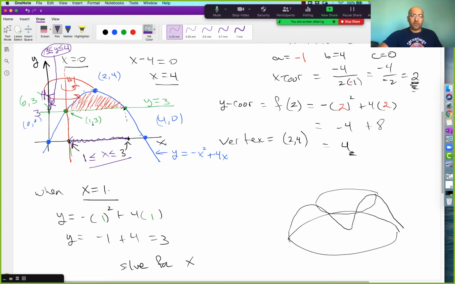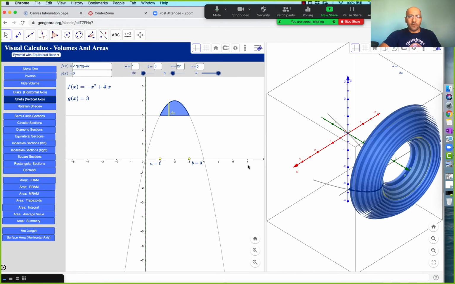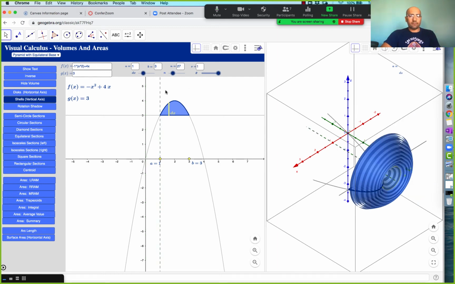Okay, so back to the computer program. Let's see if it does a good job of doing this. Okay, so we found the region. The last thing we need to do is tell it where to rotate this. So we want to rotate it around the line x equals 1. And there you go. That's what it looks like.